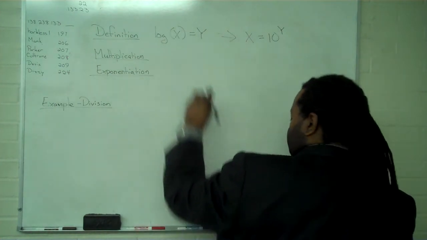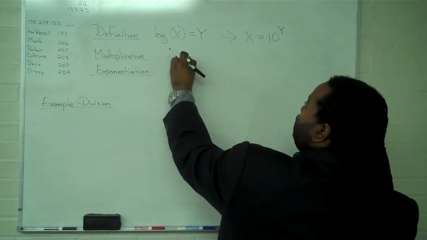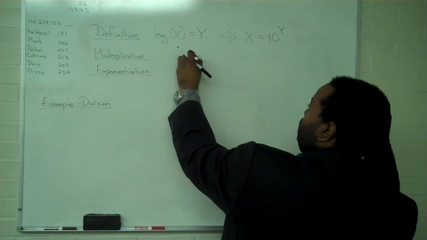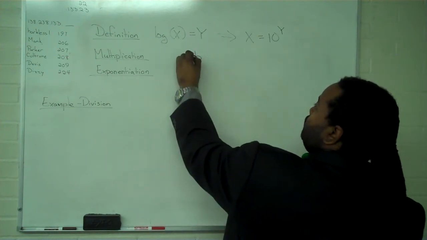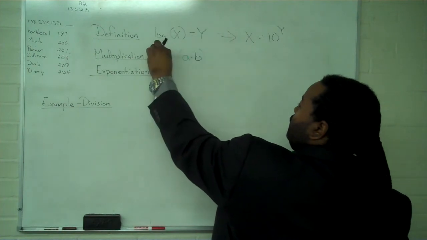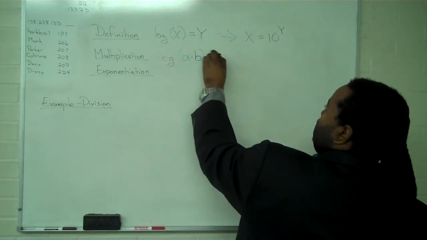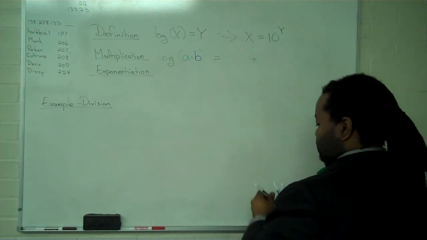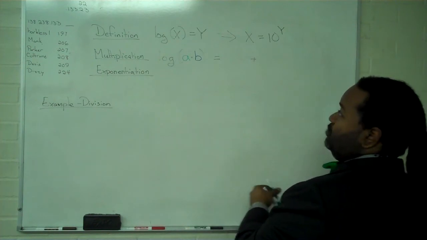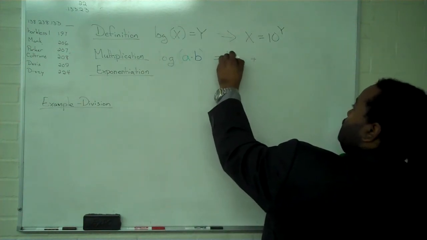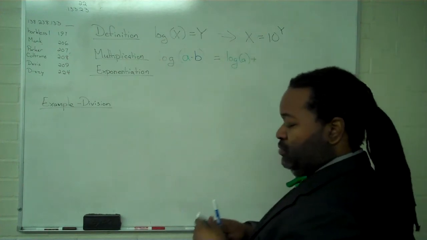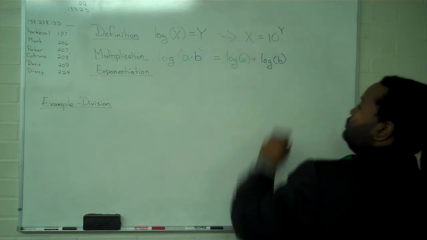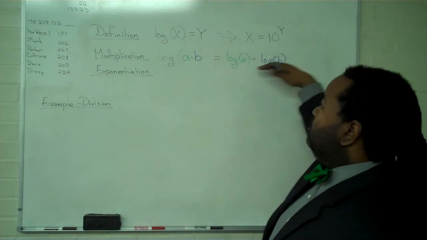The multiplication rule. So let's suppose you have two numbers, a and b, and you're multiplying them together. The value of the logarithm of this product can be found as a sum. So the first half of the sum, we'll use green for a, is the log of a, and we'll use blue for b, log of b. So for multiplication, the logarithm creates a sum.